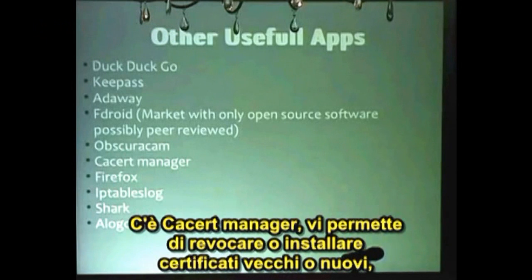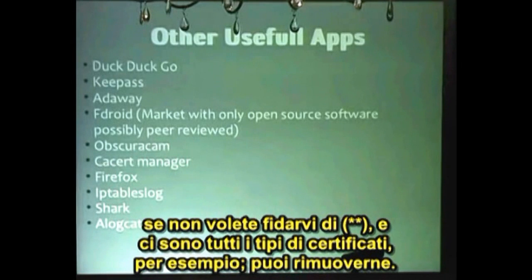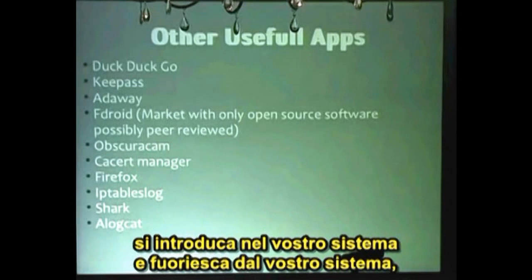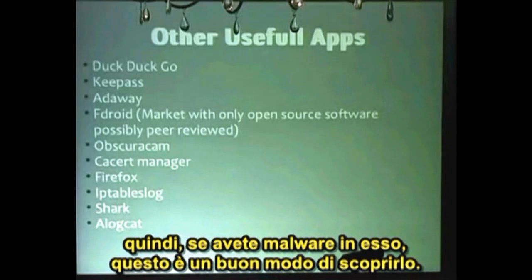CA Cert Manager lets you revoke or install new root certificates or old root certificates if you don't want to trust GoDaddy and their SSL certificate, for example. You can remove that. There's Firefox. IP tables log is pretty great. It makes a log of all the traffic going in and out of your system. So if you do have malware on there, this is a good way to find out about it.